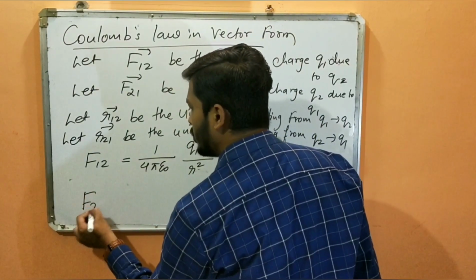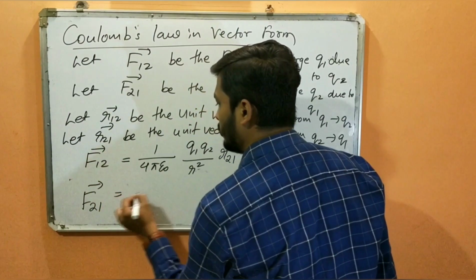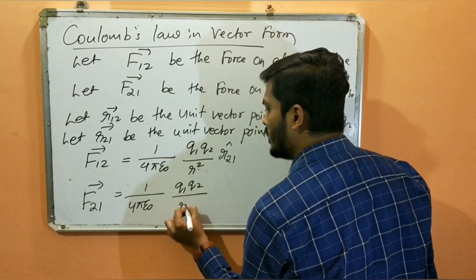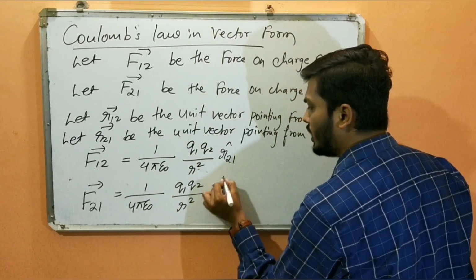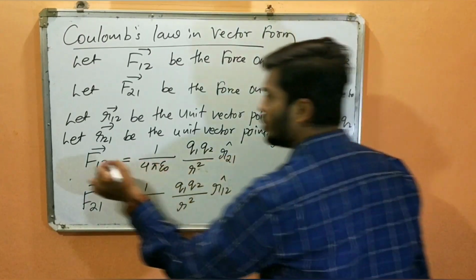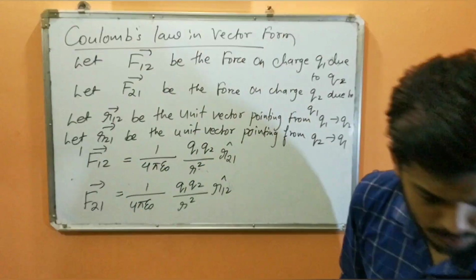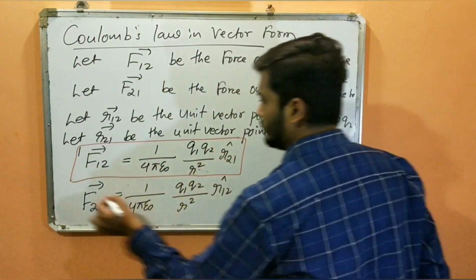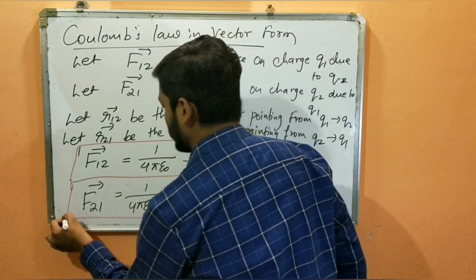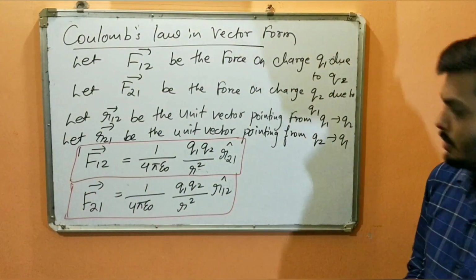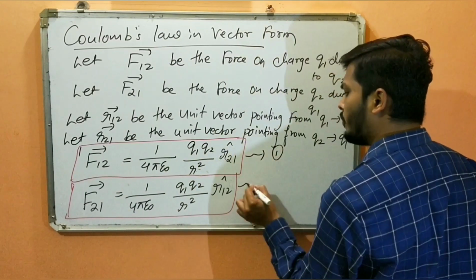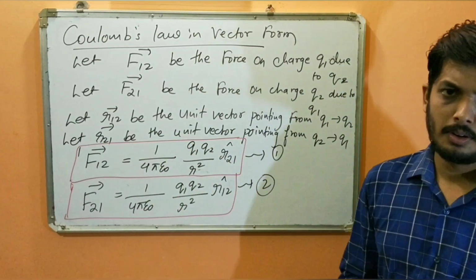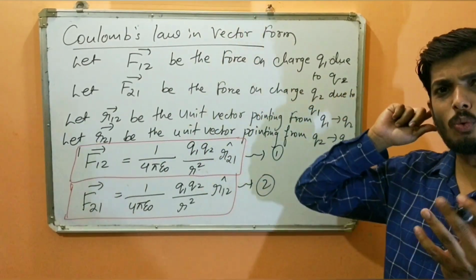Similarly, what will be F21? I'll show a vector here. This will be 1 upon 4 pi epsilon naught, Q1 Q2 divided by r squared, and here I should write r12. So just put this in a box. And this is one more. I'll give these equations 1 and 2. So equations 1 and 2 show Coulomb's law in vector form. Okay, so it is quite easy.